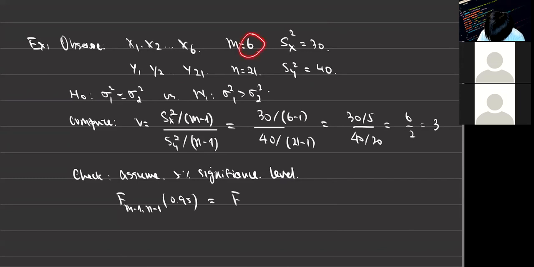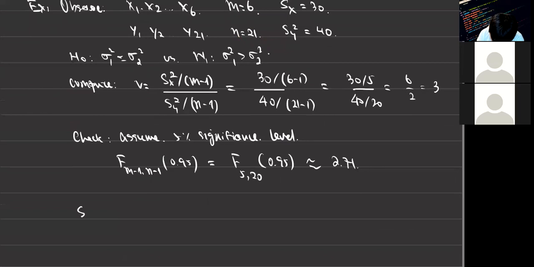The first one is 6 minus 1, so that's 5. And the second one is 21 minus 1, so that's 20. And 0.95. So this is, that's not equal, my bad, that is approximately 2.71, something like that. Now you can say, okay, since V equals 3, which is greater than 2.71, that is your F statistic, F 5, 20, 0.95, then conclude.